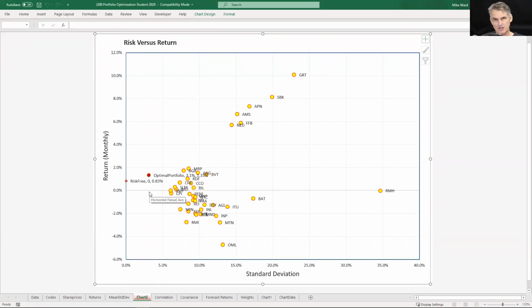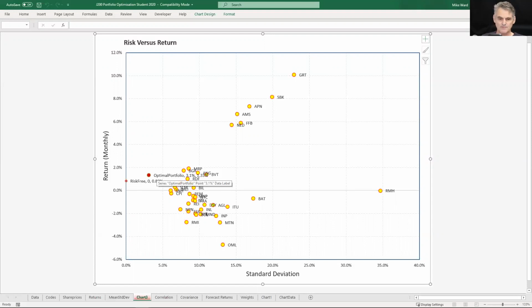What's stopping it doing any better is that we gave every share the same expected return, which was 16% divided by 12 months. And so it's forced to keep the return sitting over here at 1.3% or something. And so that's a bit of a constraining function.